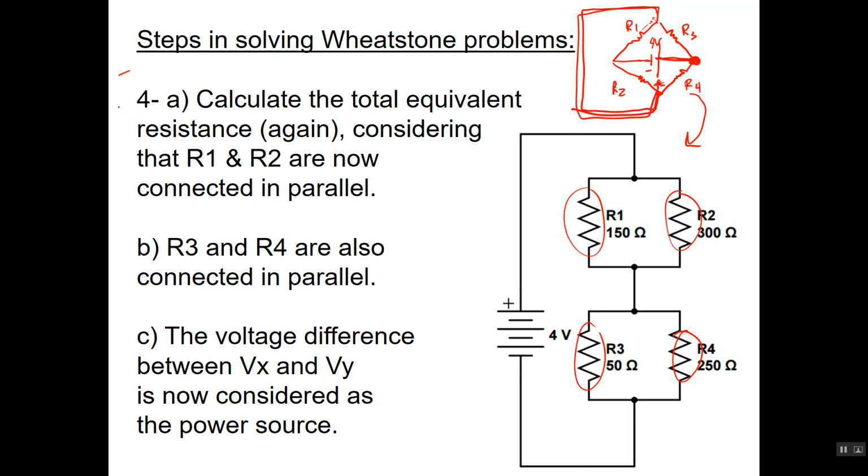So I'm going to read the steps. We just did all those 3 steps in one. So we calculated the total equivalent resistance again. Once R1 and R2 are in parallel, so you can see R1 and R2 are in parallel, or R3 and R4 in parallel, and that the voltage source, the battery, is the voltage difference that we calculated across points A and B. So now we have to find the new REQ.